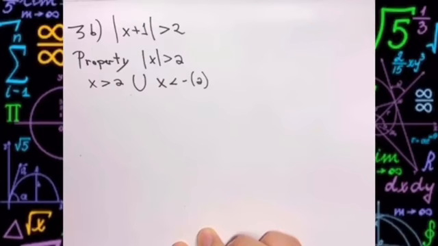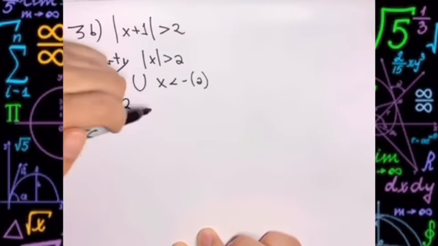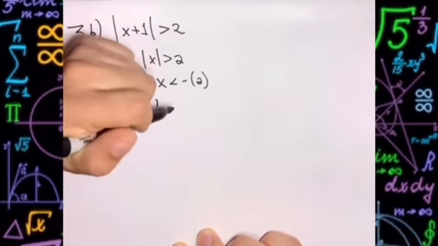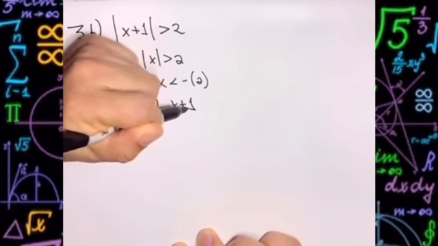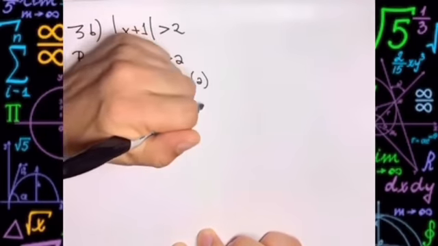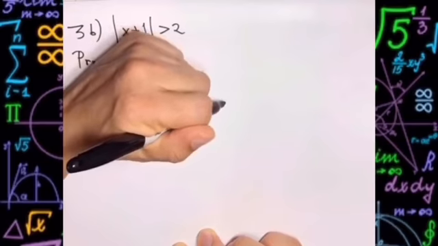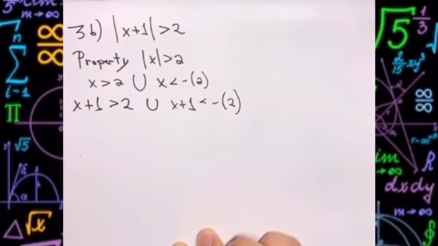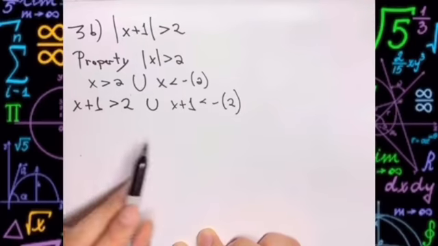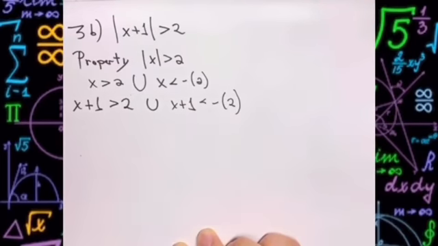So what we're going to do is decompose the expression and write it down in the two separate cases that we have, which is x plus 1 greater than 2 union with x plus 1 less than minus 2. Remember that the minus is going to be multiplying that constant on the right side of the equation. So as we saw before, we want to free up the x.